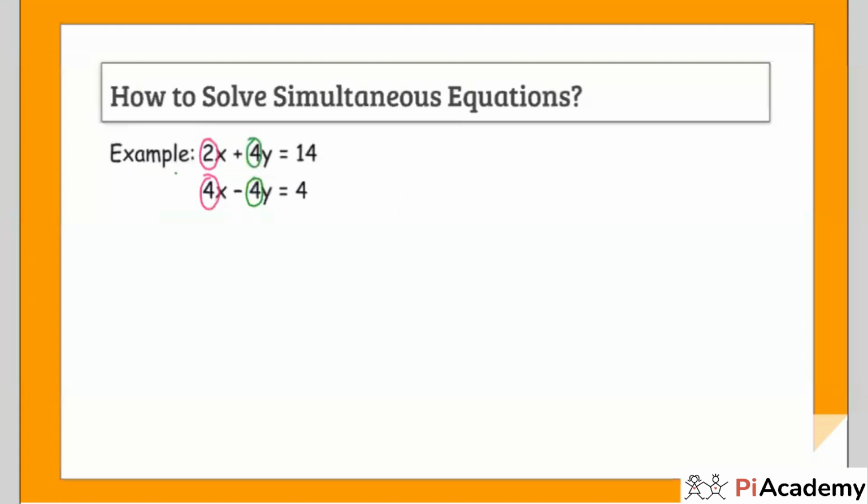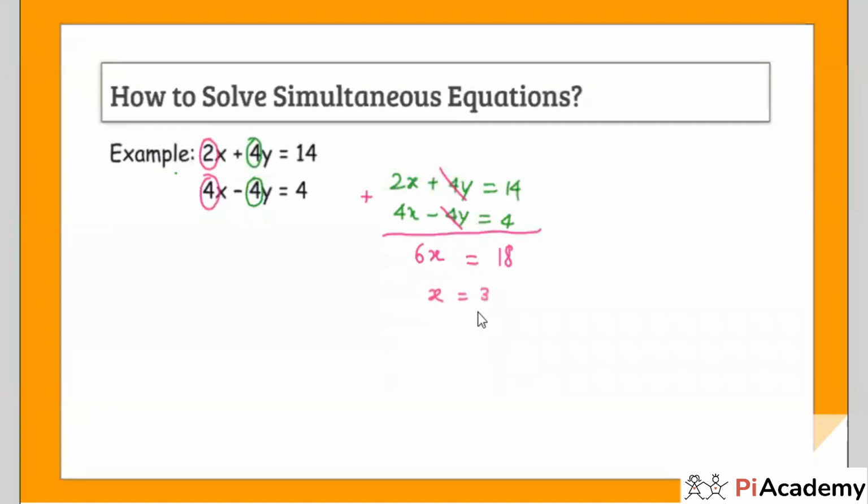I am writing the same question again: 2x plus 4y equals 14, and the other one is 4x minus 4y equals 4. What you can see here is opposite sign. Whenever you have the opposite sign, just add them and they will cancel each other. So 4y and minus 4y cancel, 2x plus 4x is 6x, and 14 plus 4 is 18. So it's very clear, x should be 3.